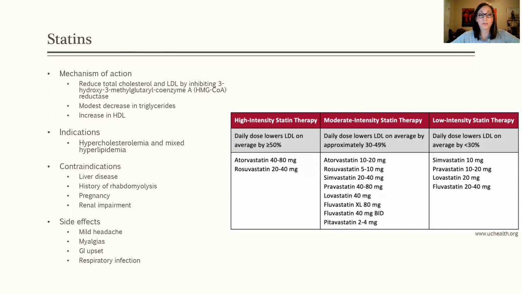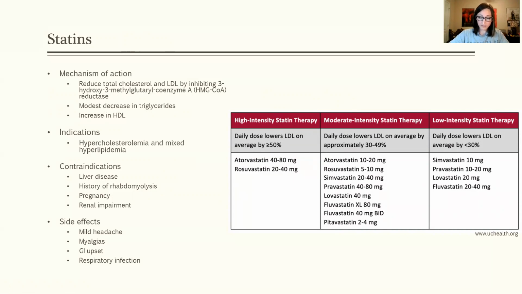There are some contraindications, such as liver disease because of how the medication is processed in the body, history of rhabdomyolysis, and pregnancy. It's contraindicated in pregnancy. We'll get to a class of medications that is typically used in pregnancy in just a bit, as well as renal impairment, which also goes back to the way the body processes the medication and excretes it. Side effects typical to statins include mild headache, myalgias, GI upset, and respiratory infections.